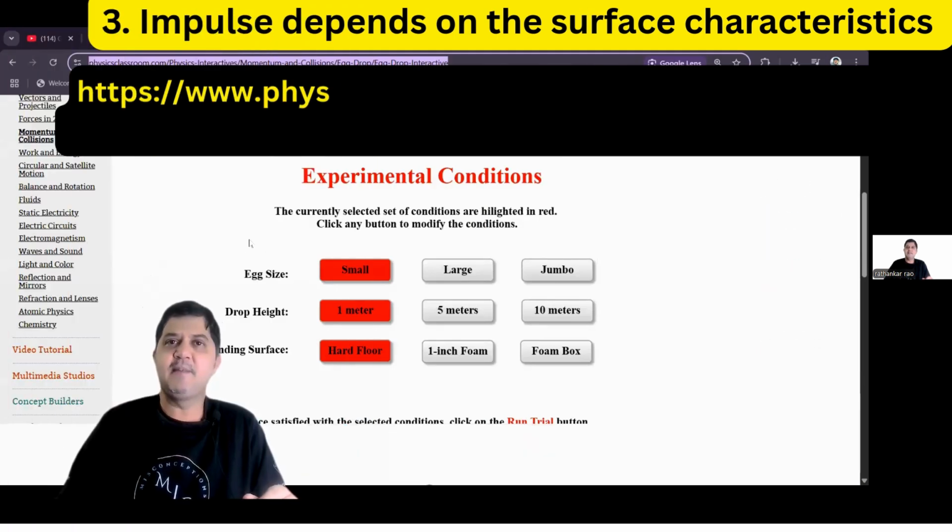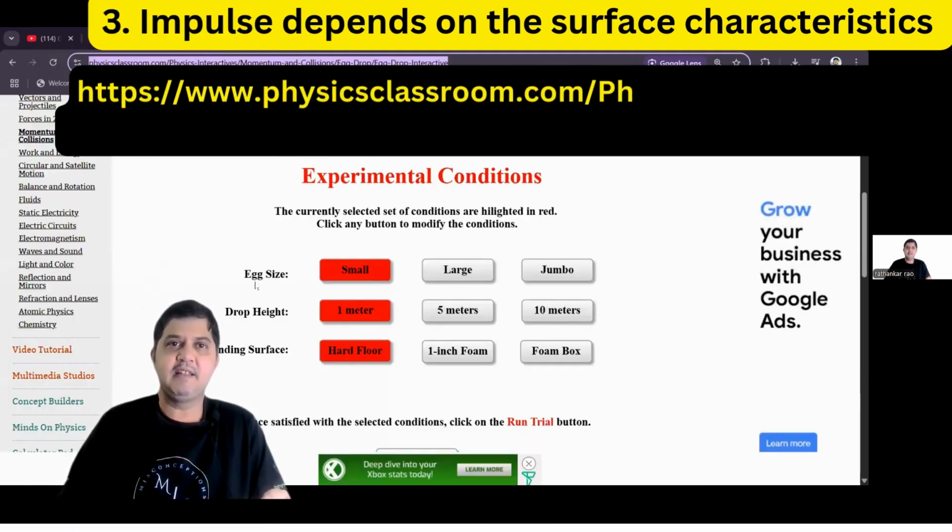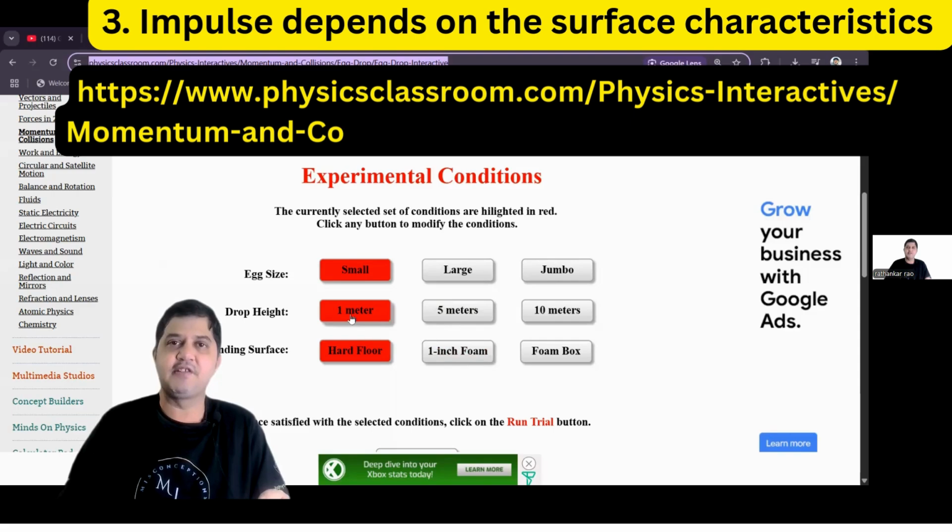This example is about having an egg and then changing the drop height and also the type of the landing surface. Now let me start with the default ones.